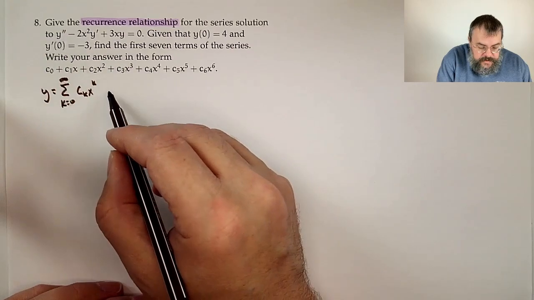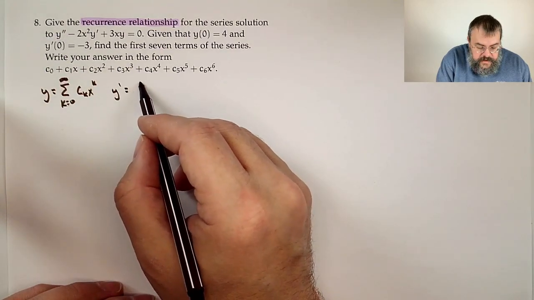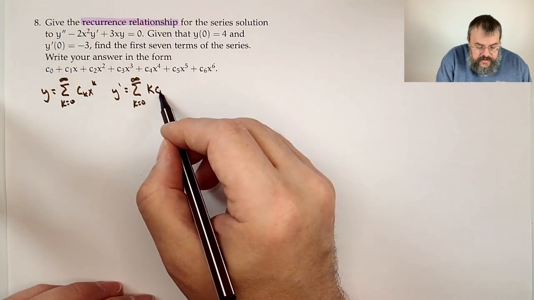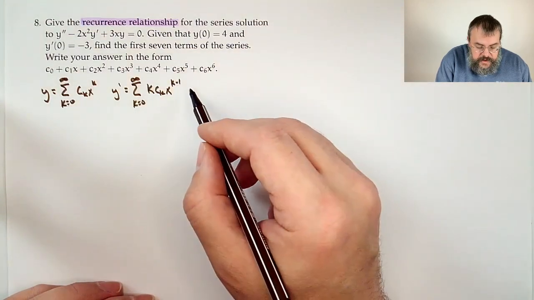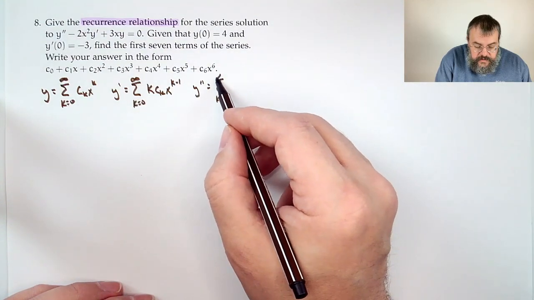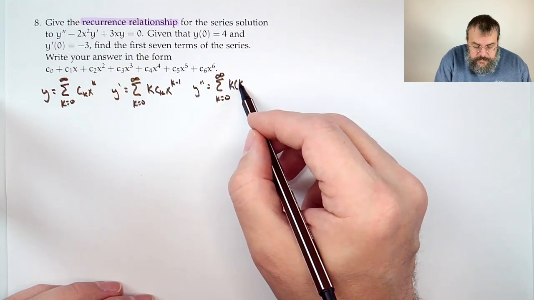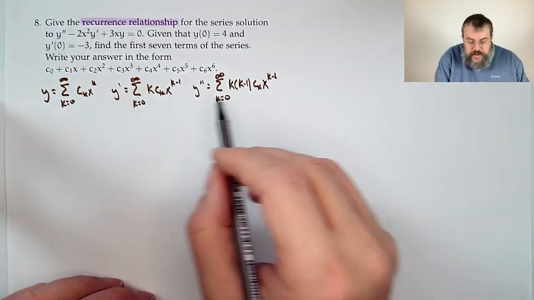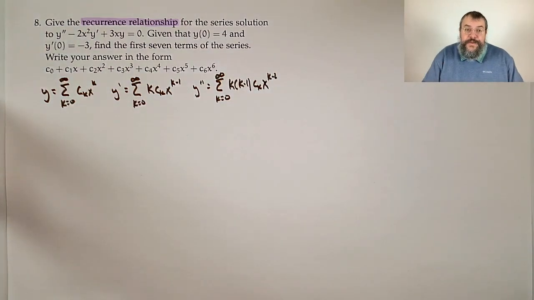And we need y prime and y double prime. Y prime is the sum k equals 0 to infinity of k c_k x to the k minus 1, and y double prime is the sum k equals 0 to infinity of k times k minus 1, c_k, x to the k minus 2. Now, nothing dramatic happened here. We just took the derivatives term by term. I know how to take the derivative of x to a power. No surprises.